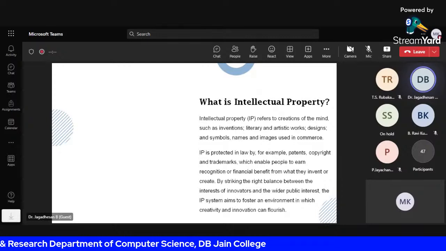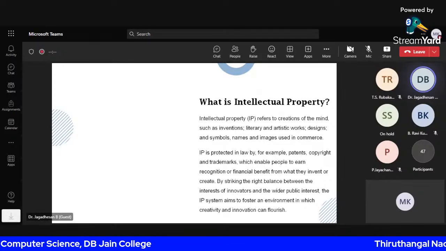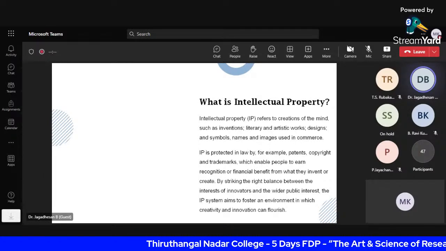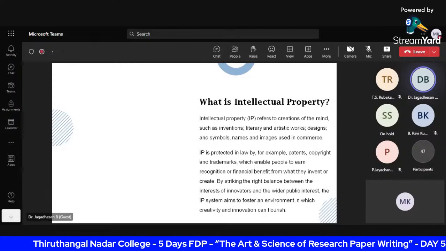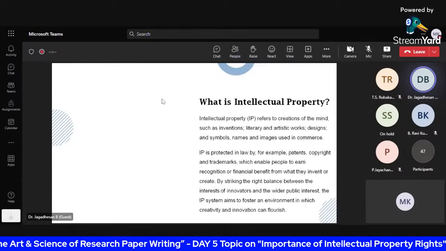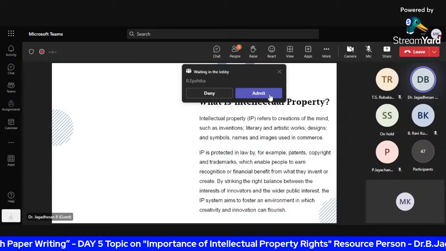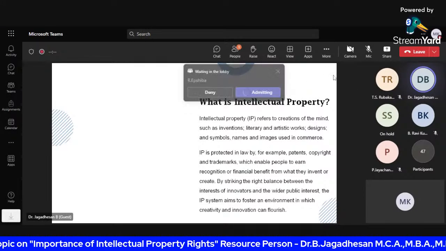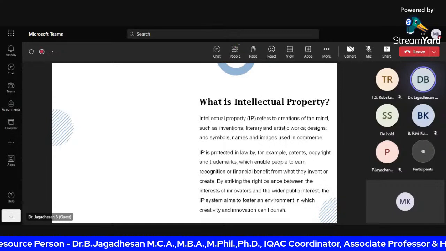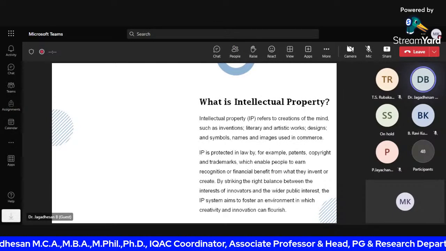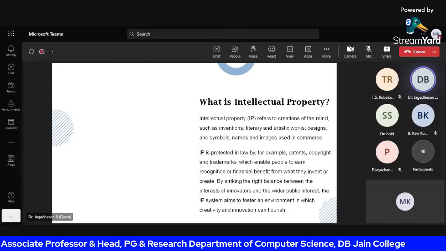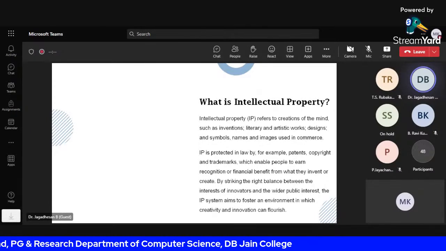Now, here is the definition of intellectual property. Intellectual property refers to creations of the mind, such as inventions, literary and artistic works, designs, symbols, names, and images used in commerce. It is protected in law, for example by patents, copyright, and trademarks, which enable people to earn recognition or financial benefit from what they invent or create. The main purpose is to protect the security of the source information, and IPR gives financial benefit to the inventor. It also balances the interest of innovators and the wider public interest; the IP system aims to foster an environment in which creativity and innovation can flourish.